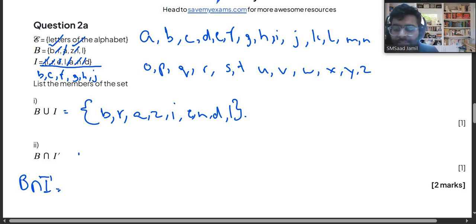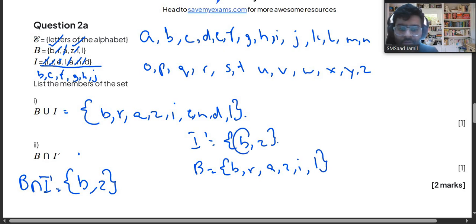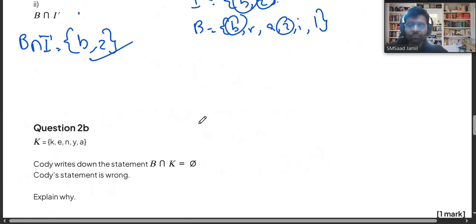So B intersection I complement is only B and Z, because B and Z are part of I complement and B and Z are also part of B: B, R, A, Z, I, L. So it means the only two common are B and Z. So our answer for B intersection I complement is B comma Z. Let's move on to the next question now.